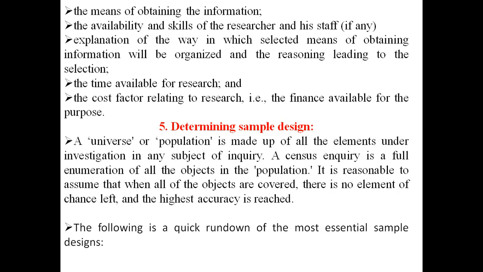There are two types of samples: probability samples and non-probability samples. Each element in the probability sample has a known chance of being included in the sample, but non-probability samples do not allow the researcher to estimate this likelihood. Non-probability samples are those based on convenience sampling, judgment sampling, and quota sampling procedures, whereas probability samples are those based on simple random sampling, systematic sampling, stratified sampling, and cluster or area sampling. The following is a quick review of the most essential sample designs we are deliberating here.